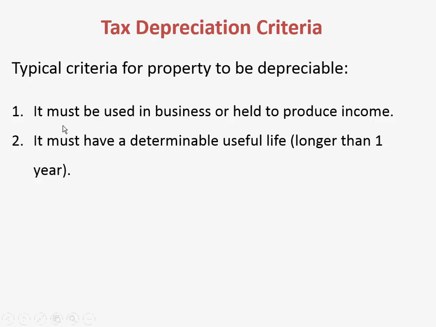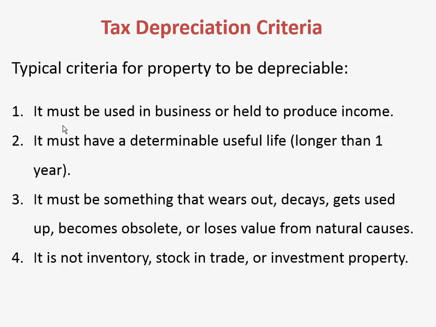Another thing that is required for an item to be depreciable is that its useful life has to be longer than a year. If it wears out very quickly, then that can't be considered, because it's considered a non-durable good. The third criteria for depreciation is that it has to be something that wears out over time.